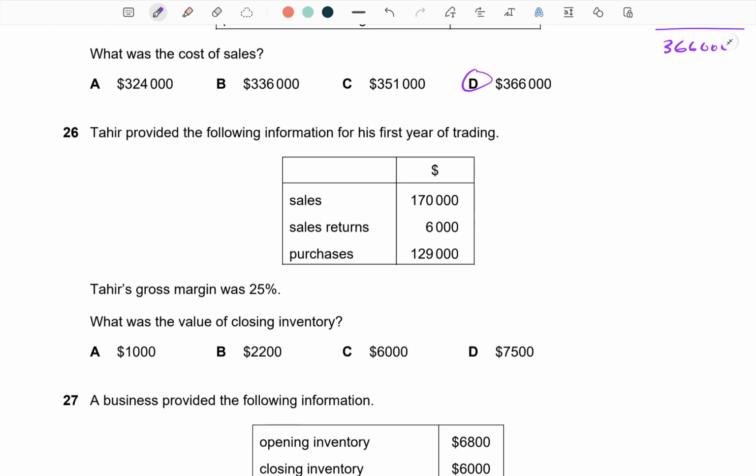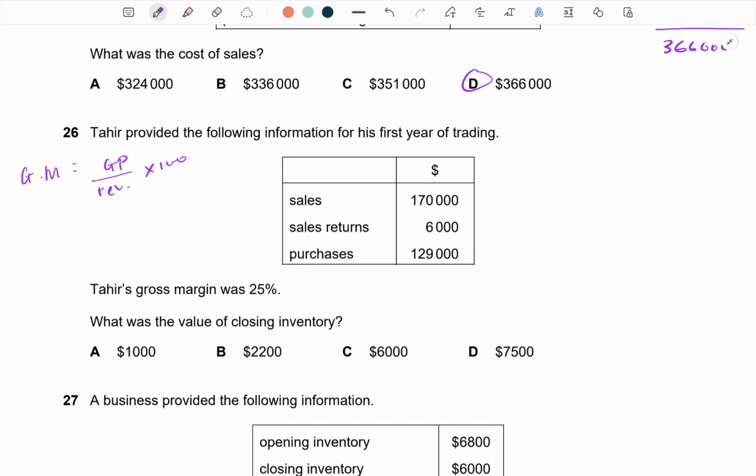Tahir gross margin was 25%. What was the value of the closing inventory? Okay, what is the formula of gross margin? So gross margin, the formula is gross profit divided by revenue, multiply 100%. Okay, so basically what you can do, because we already have the gross margin, we have the sales. Let's find the gross profit first.